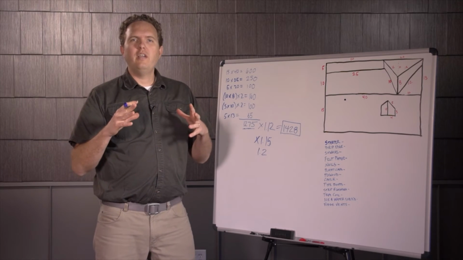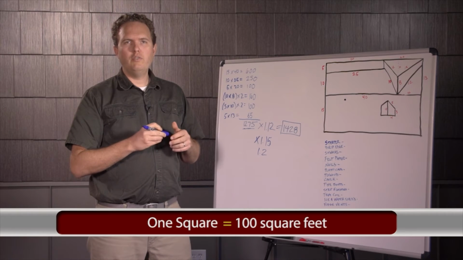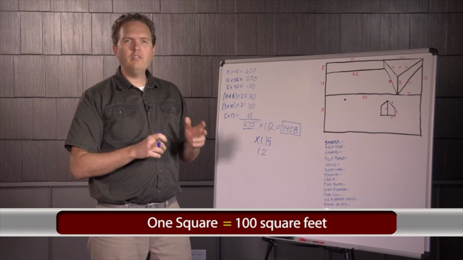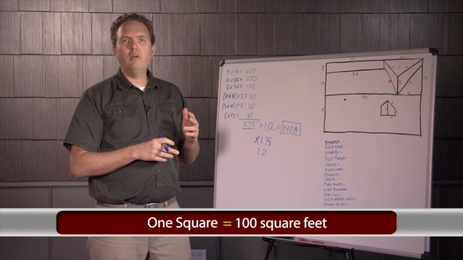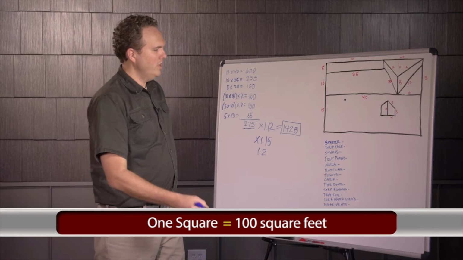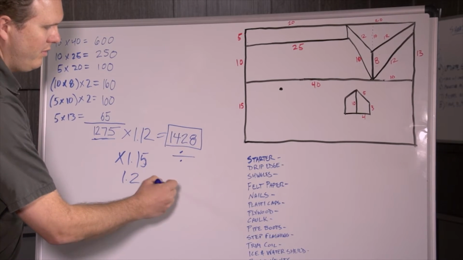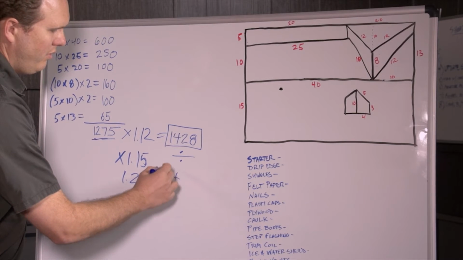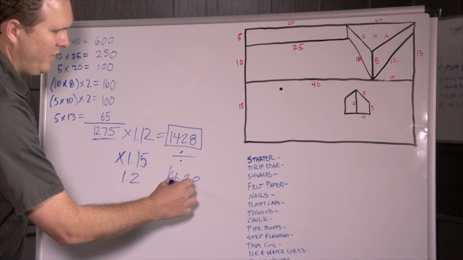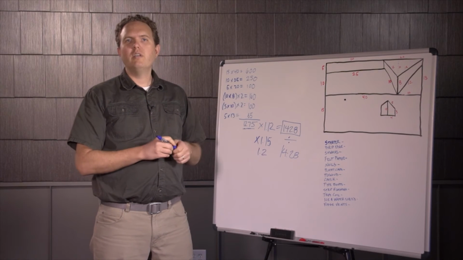Okay, so here's an important term when you're doing shingles: a square. A square is equal to 100 square feet. So to figure the squares, you take this number and divide it by 100, which is going to give you 14.28. So this is the number of squares that you have, 14.28 squares.